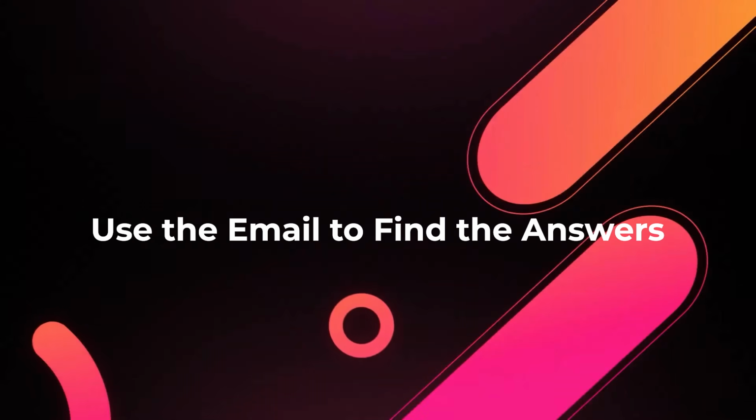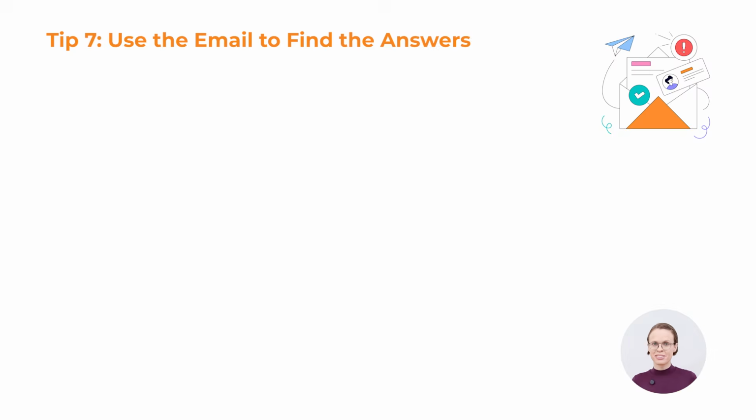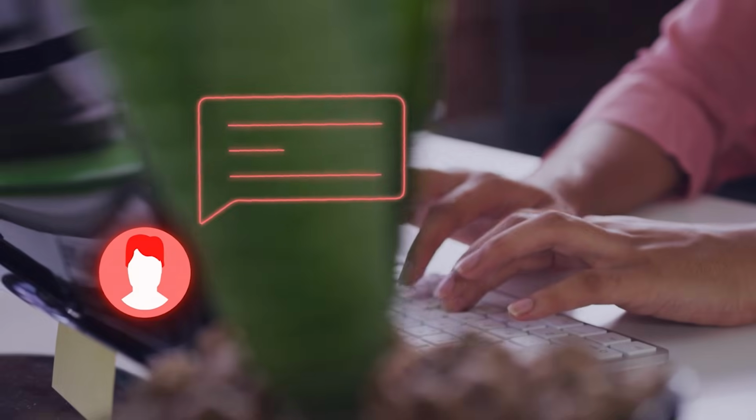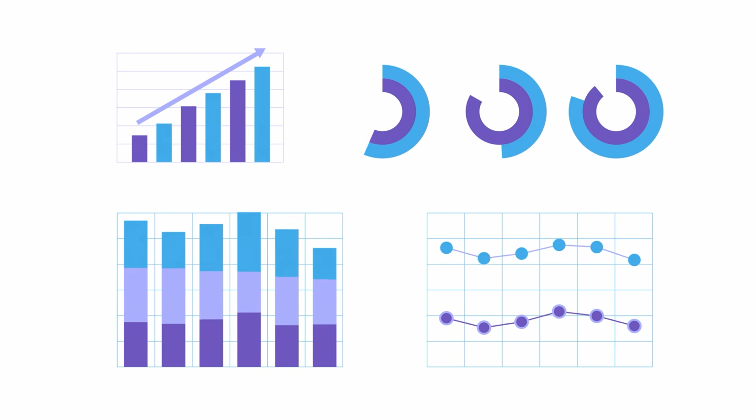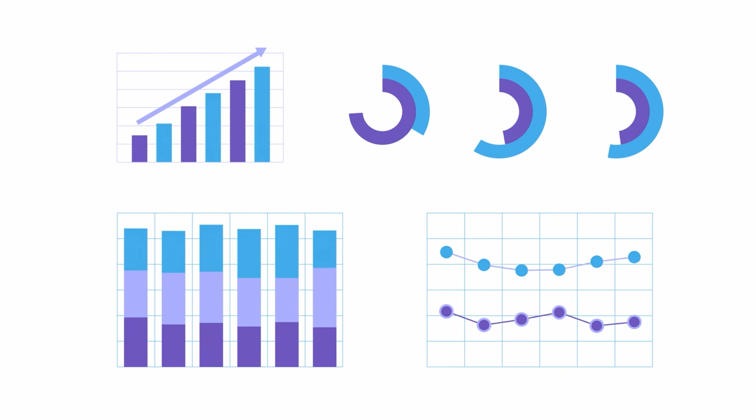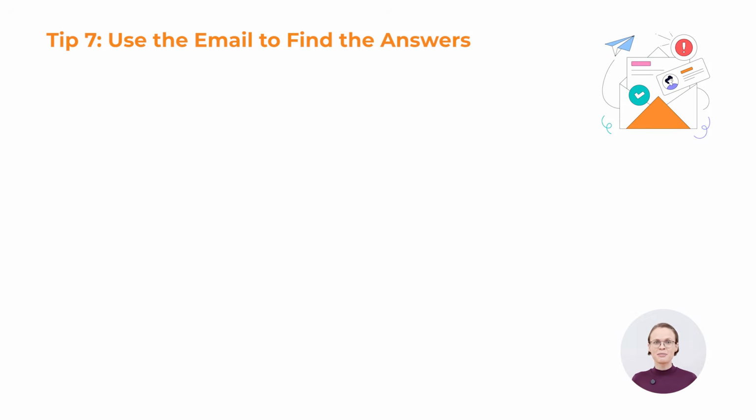Tip number 7 is essential. Use the email to find the answers. In other words, let the email guide your search through the diagram. The email gives you a specific scenario, and that scenario tells you which parts of the diagram are actually relevant to the questions. Think of it this way.